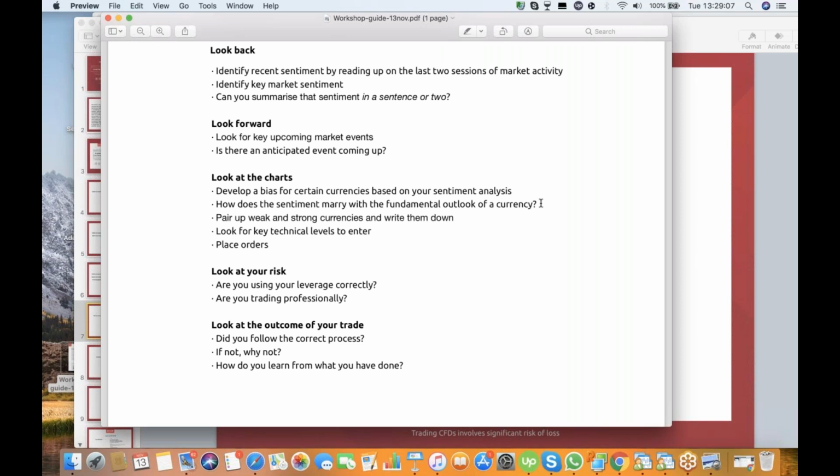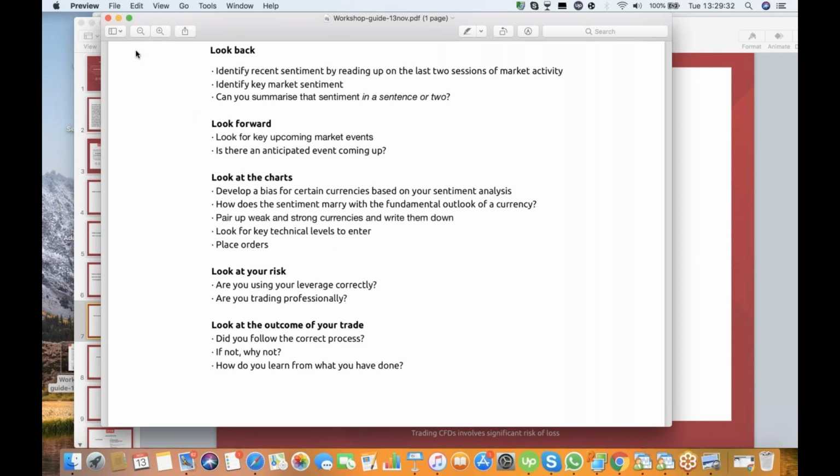Now, it's a little bit debatable, obviously, because everything is in the market. But the obvious outlook is it's a sell on the Australian US dollar longer term, but the shorter term sentiment was long. So you have to be aware where there can be some conflict. Okay, pair up weak and strong currencies, write them down. So you put them there, and now we look for key technical places to enter.